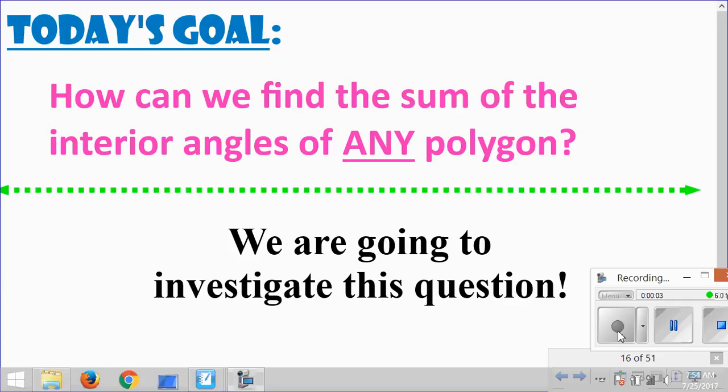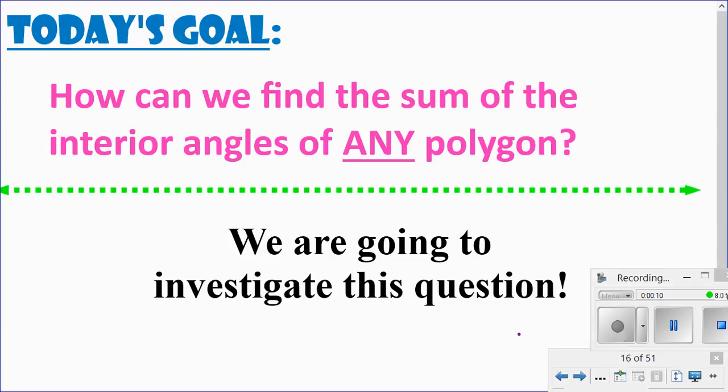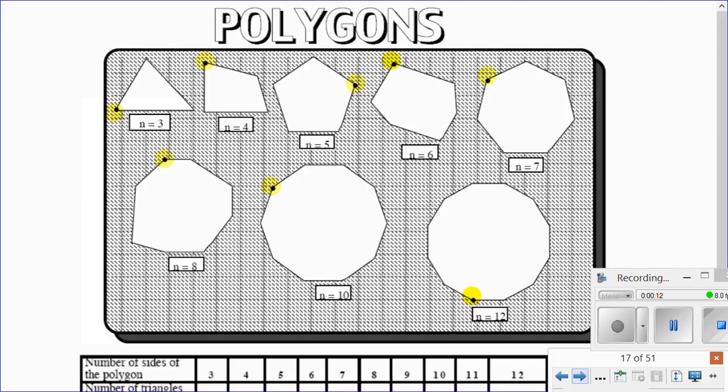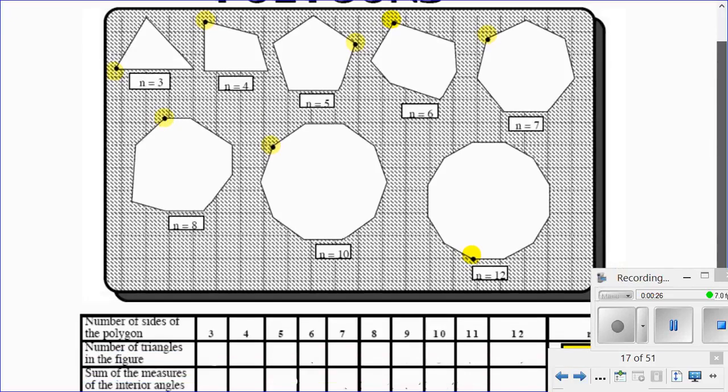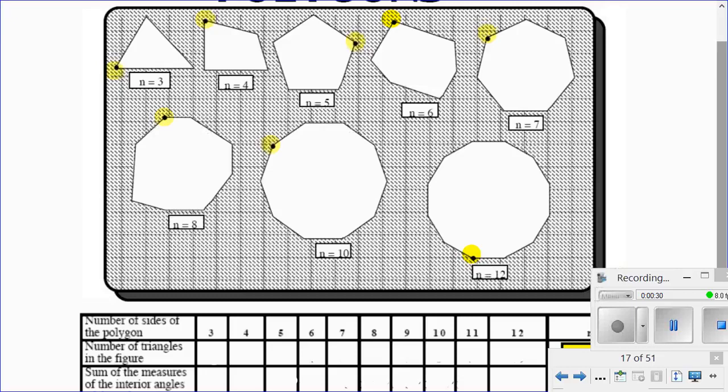Okay, in this lesson we're going to figure out how to find the sum of the interior angles of any polygon. So we're going to take a look at that. We already know the sum of the interior angles of a triangle. We know that's 180 degrees. And yesterday we looked at a quadrilateral, and we know the sum of the interior angles of a quadrilateral is 360 degrees. So we're going to start to fill in some of the information in this table here.